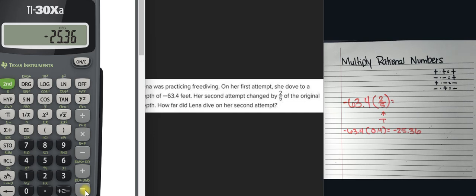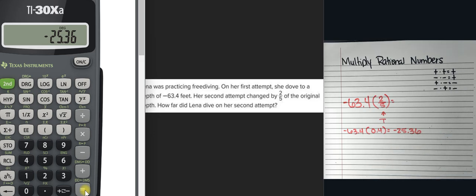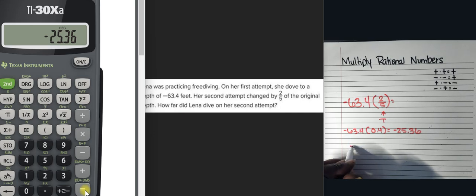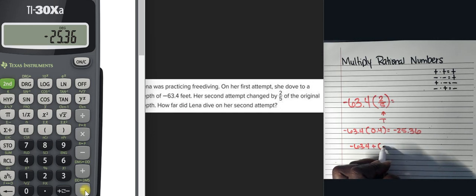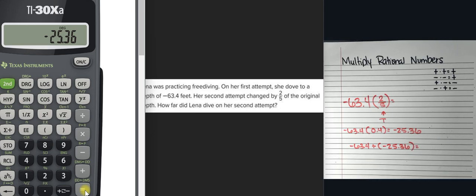So they want to know, how far did she dive on her second attempt? Well, this is going to be in addition to what she's already done before. So we need to add both of those up. So we need her first attempt, which is negative 63.4, plus her second attempt, which was an extra negative 25.36. And what do we get when we do that?